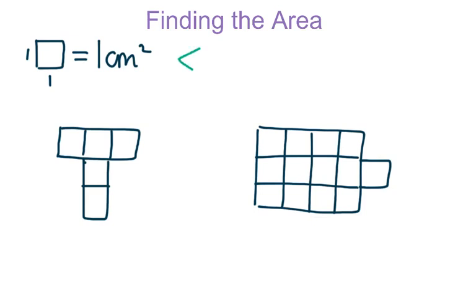As a quick recap of the learning that we did in the last video, using the fact that one of these squares is equal to 1 centimetre square, can you pause the video and work out the area of these two shapes?